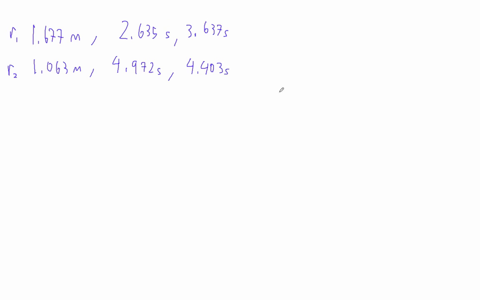So let's do the calculations. The basic calculation is this. From these two numbers, we're going to subtract these and find the period. So the period for this one, T1, is equal to 3.637 minus 2.635, which is, of course, 1.002.